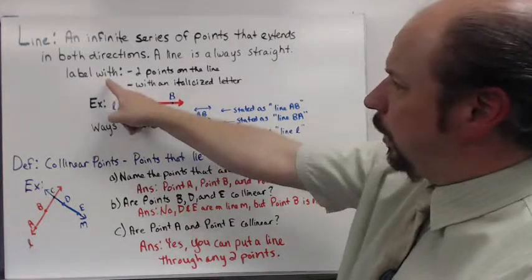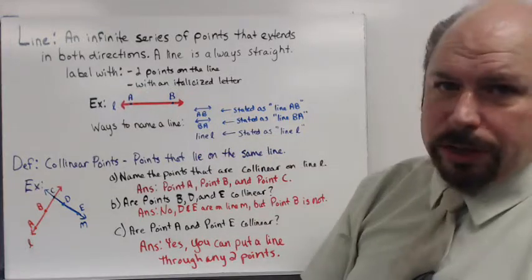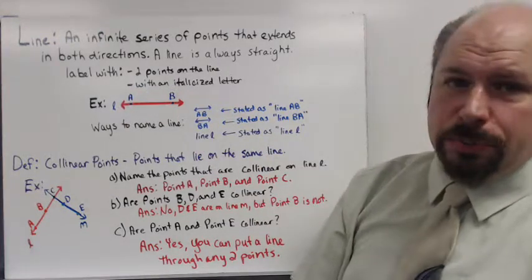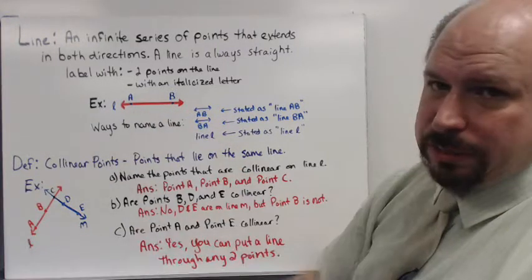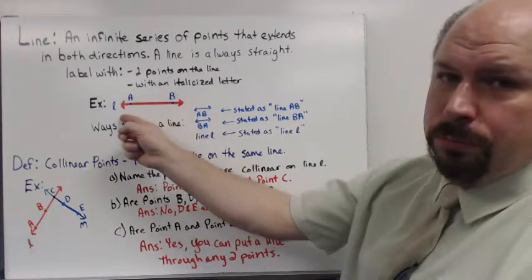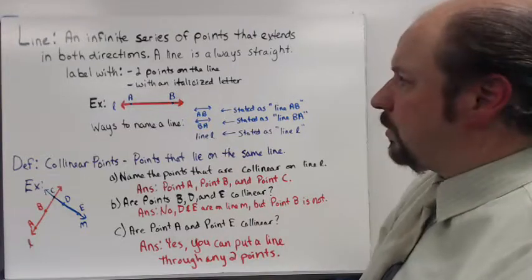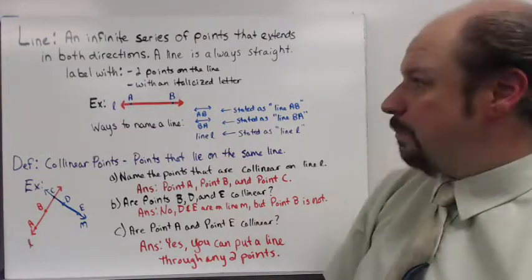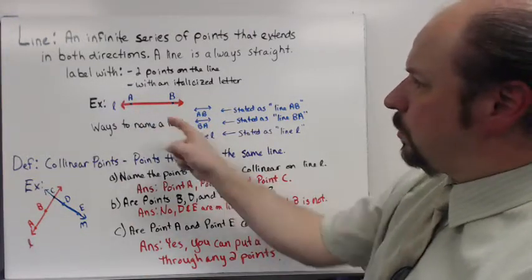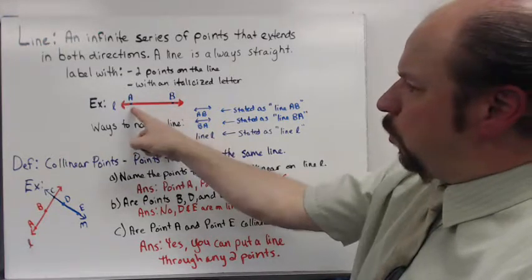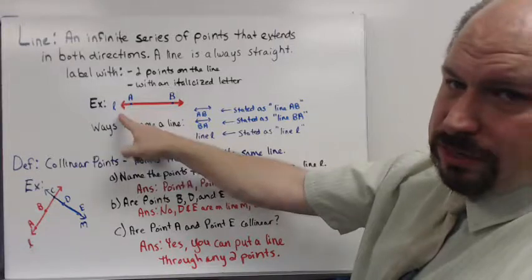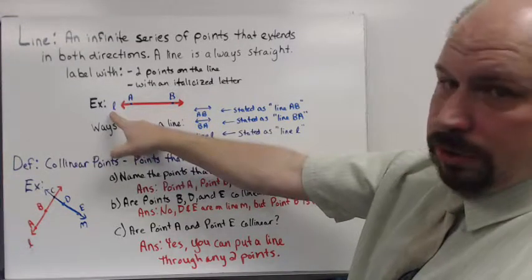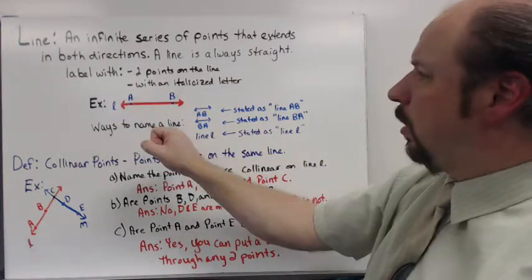To label a line, we label it with 2 points on the line. And we can really pick any 2 points. Mine just has 2 points labeled on it, but we could have many different points labeled on the line. For simplicity, I just use the 2 points. So we could label it with the 2 points, or we could label it with an italicized letter. So here I have it labeled with the italicized letter L.